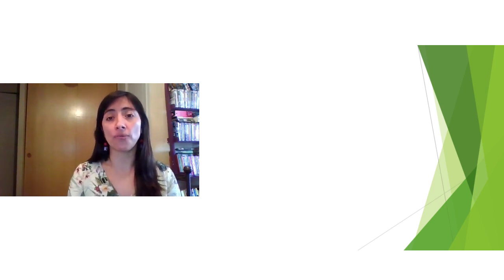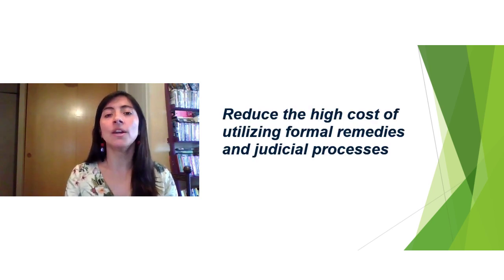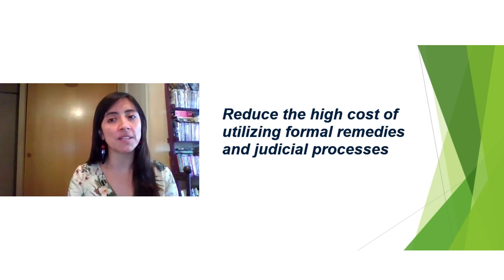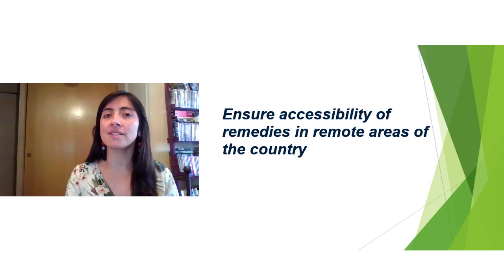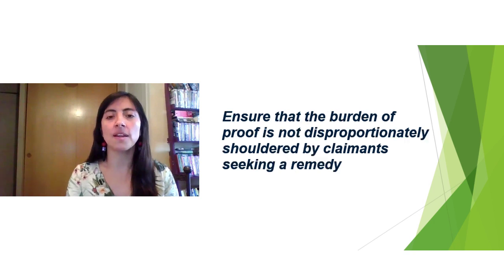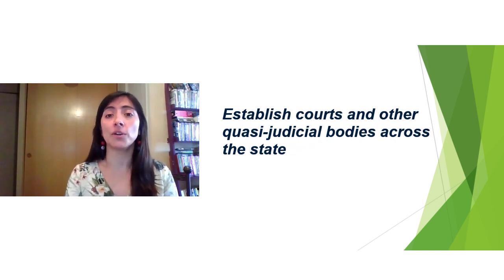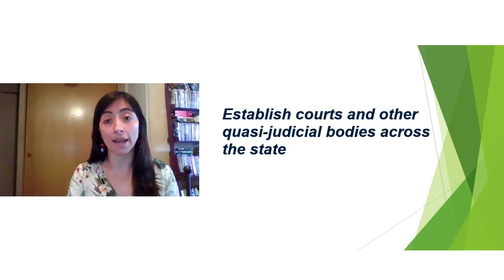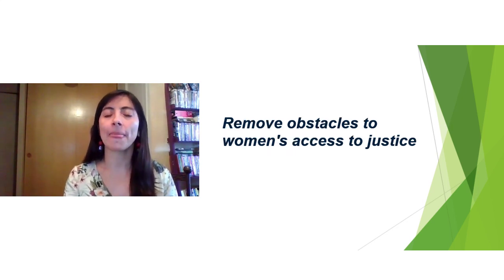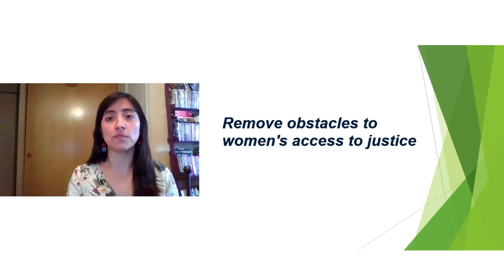In order to develop effective remedies, states need to review the high cost of utilizing formal remedies and judicial processes, ensure accessibility of remedies in remote areas of the country, such as rural areas, ensure that the burden of proof is not disproportionately shouldered by claimants seeking a remedy, establish courts and other quasi-judicial or other bodies across the state in urban, rural, and remote areas, and ensure that they have adequate maintenance and funding. Any state must also remove obstacles to women's access to justice and effective remedies.